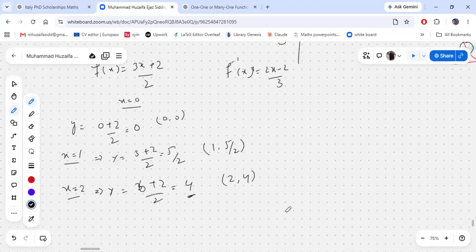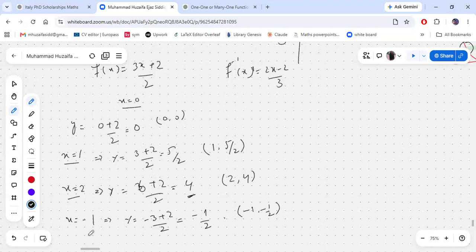Then we are moving to the next one, to the negative side. So our x is equal to minus 1. So y is equal to minus 3 plus 2 divided by 2, this is minus 1 by 2. So our ordered pair is minus 1 and minus 1 over 2.